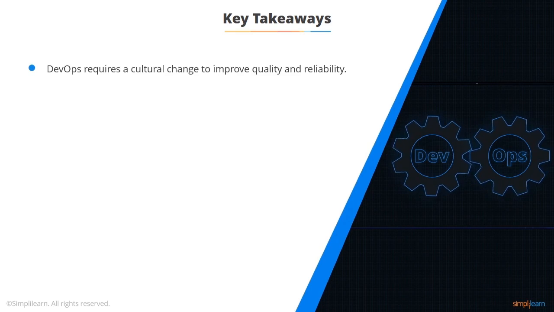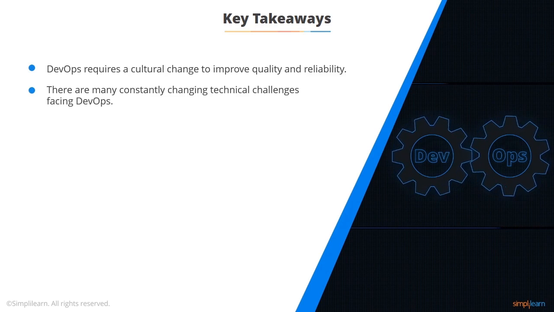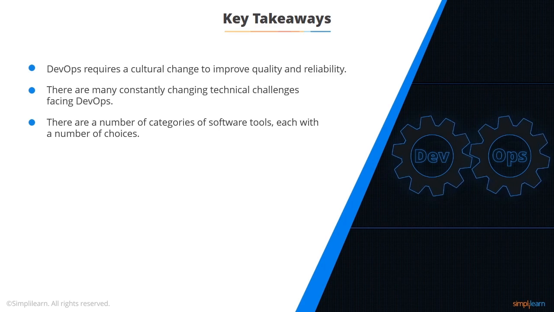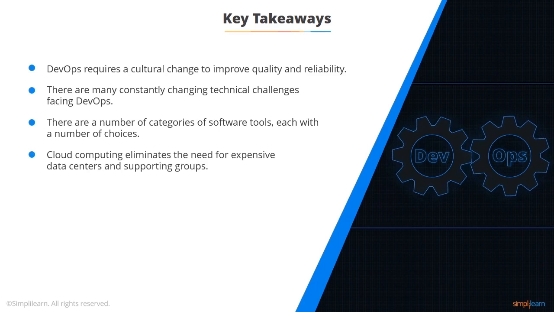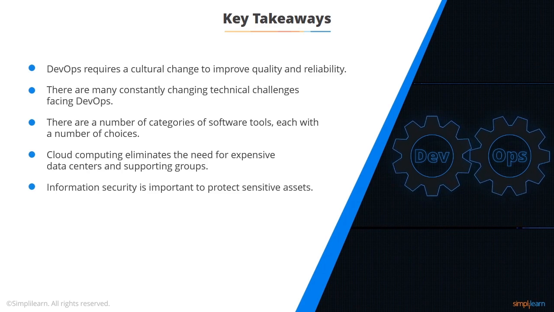So that is lesson 1, and here are the key takeaways. DevOps is a blend of development and operations which requires a cultural change to improve quality and reliability. There are many technical challenges facing DevOps, mainly changing technical environments. There are a large number of categories of software tools, each with a large number of choices. We need to select wisely. Cloud computing eliminates the need for expensive data centers and the associated support groups. Information security is vitally important for protecting sensitive assets.